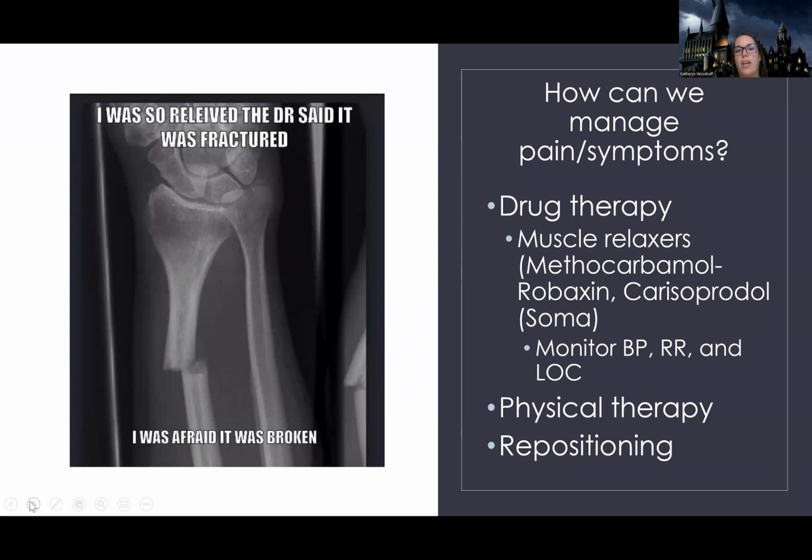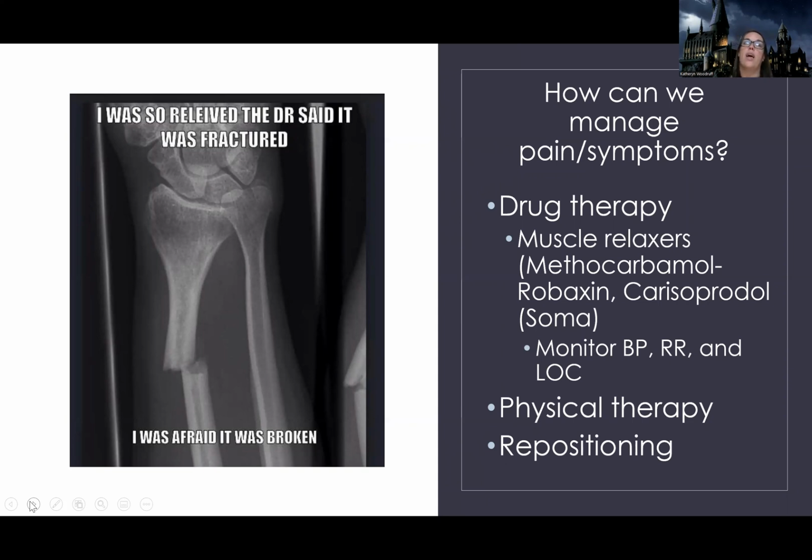So what can I do for a patient that has a fracture to help with their pain and their symptoms? I talked about some of these earlier. We do a lot of the same things as when I was talking about back pain. I can use acetaminophen, and I can use NSAIDs sometimes. Often we use opioids, especially when there's an acute fracture going on, because their pain is usually pretty severe.